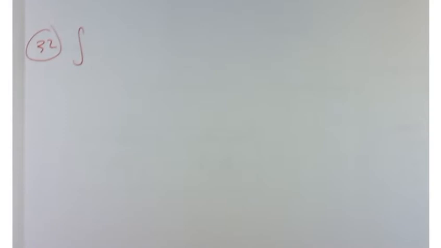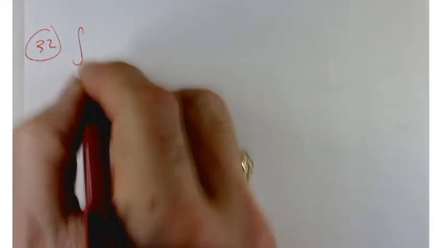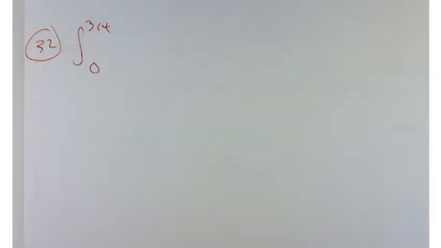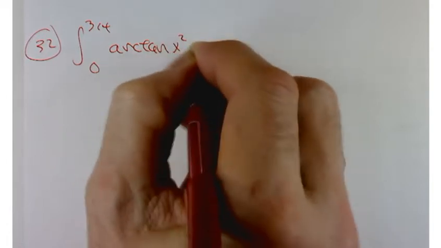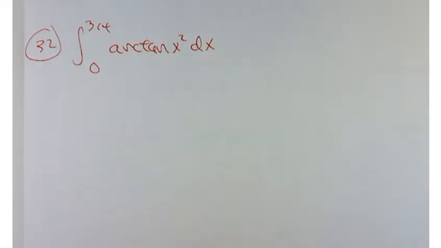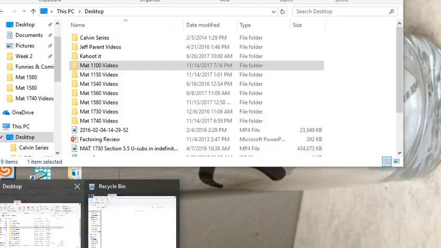Problem 32 is the integral from 0 to 3/4 of the arctan of x squared. Now, I've shown you a lot of tricks for integration. We did integration by parts. We did integration by partial fractions, substitutions. None of them is going to help us out here. None of them. You're stuck. But we do have a little bit of something we can work with, and that is the arctangent of x.